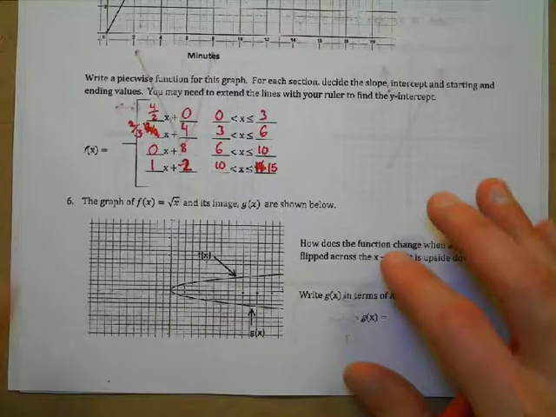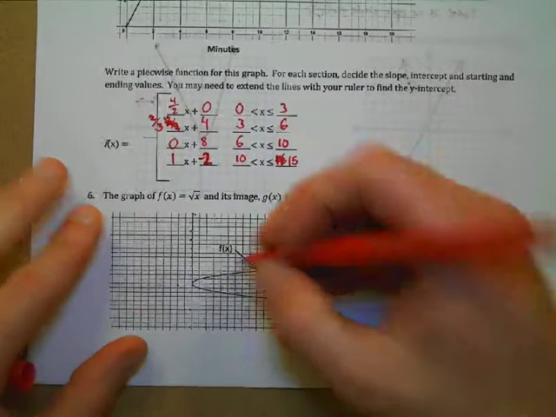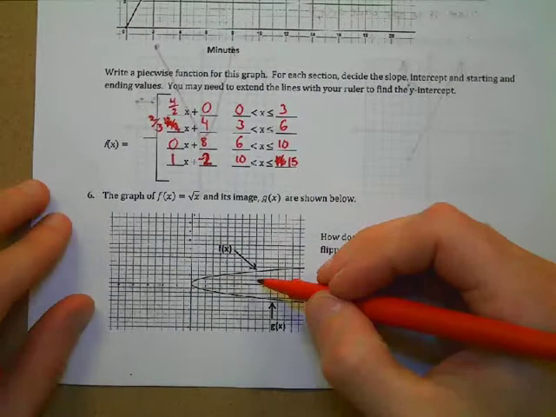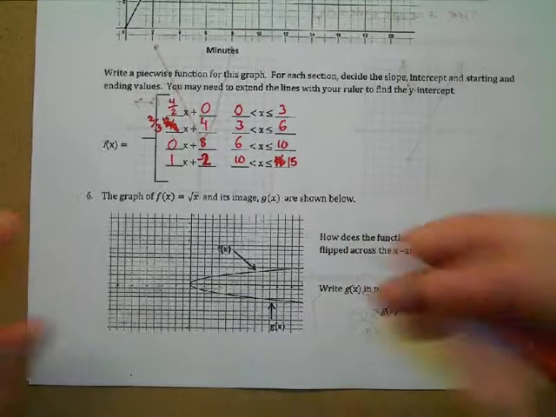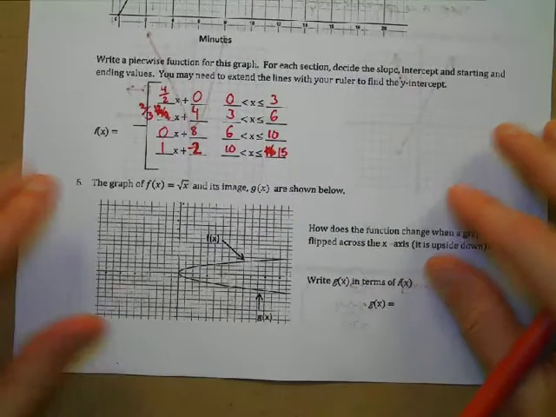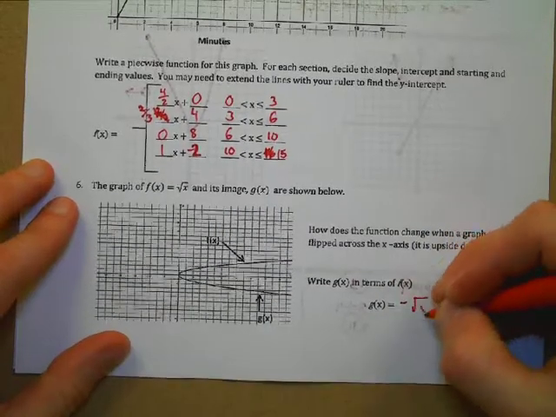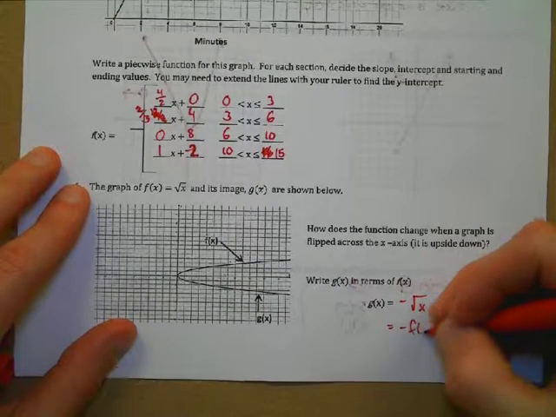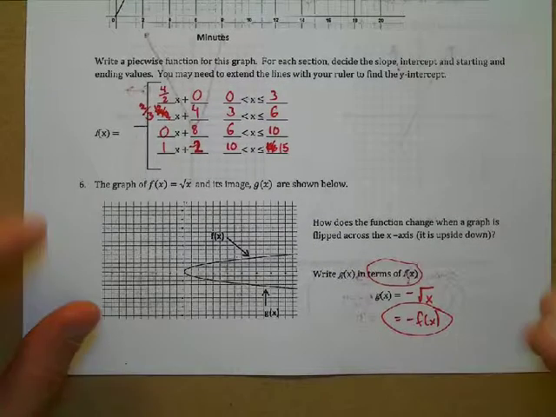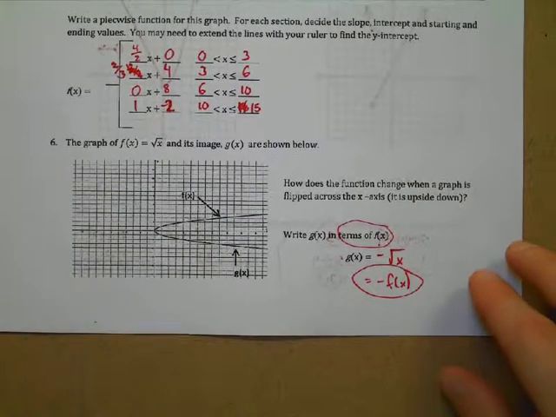All right. Number 6, the graph of f of x equals the square root of x, and its image, g of x, are shown below. So here's f of x right here. It's just this piece. G of x is this bottom piece. What kind of transformation is happening here? How does f transform to be g? It's flipped across the x-axis. How do we flip something across the x-axis? Put a negative in front, just like that. Or you could say equals negative f of x, because it does say in terms of f of x. So this should be our answer: g of x is equal to negative f of x. That creates that flip over the x-axis there.